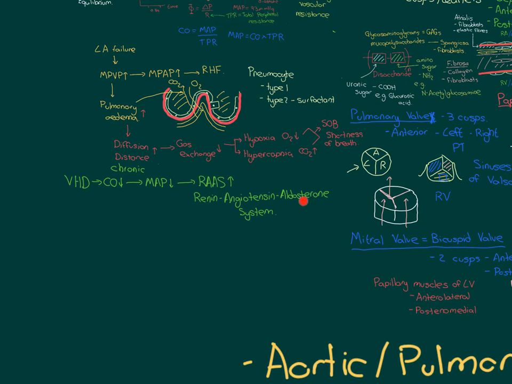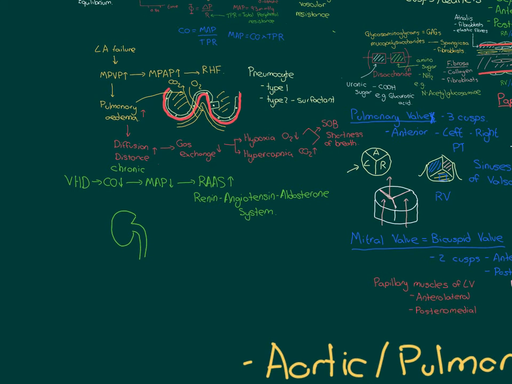And this is going to activate another system besides just the sympathetic stimulation to the heart, called the renin-angiotensin-aldosterone system. And this is a system that involves the kidneys. So let me just draw a little picture of the kidneys. So I'll just draw one kidney. So here is a kidney.